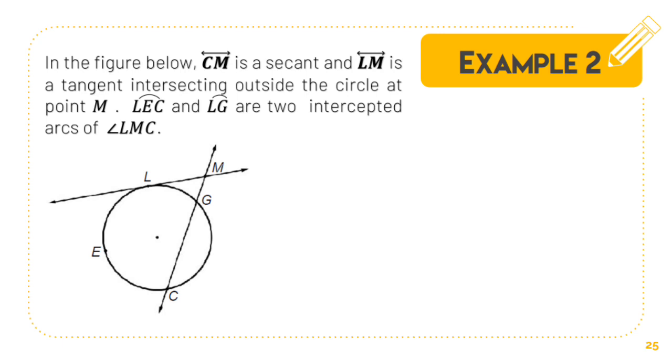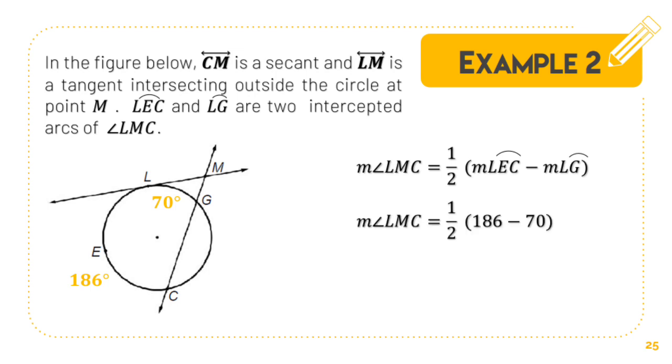So the working equation will be the measure of angle LMC is equal to 1/2 multiplied by the difference of the measure of arc LEC and the measure of arc LG. For example, if the measure of arc LEC is 186 and the measure of arc LG is 70, then we may solve the measure of angle LMC as 1/2 multiplied by 186 minus 70. So we have the measure of angle LMC equals 58 degrees.